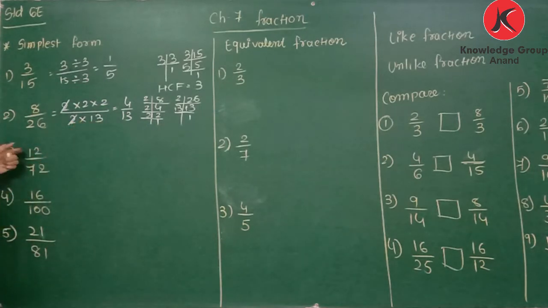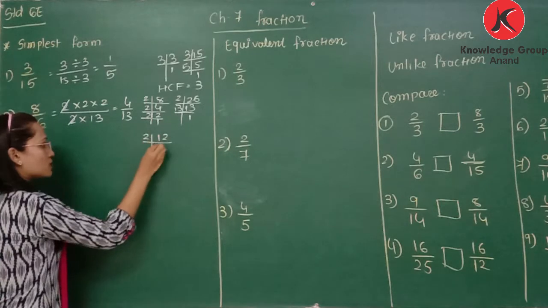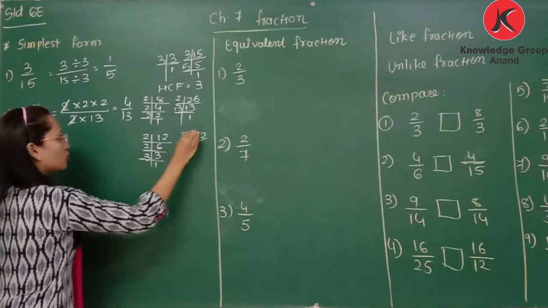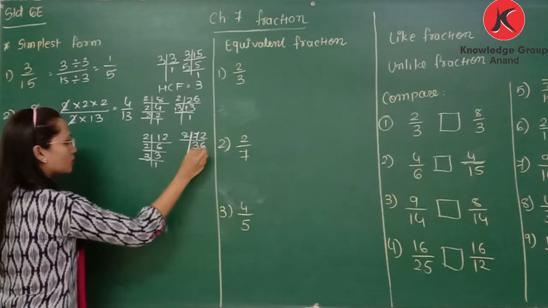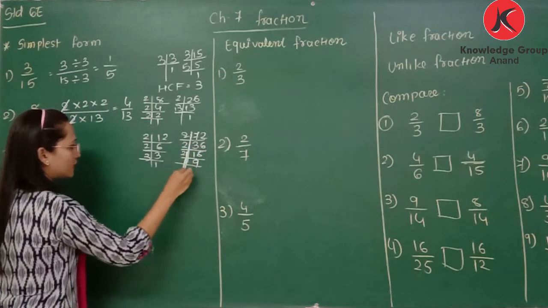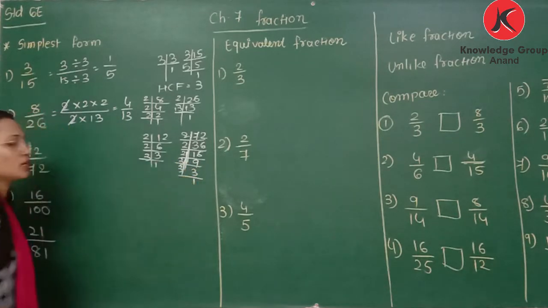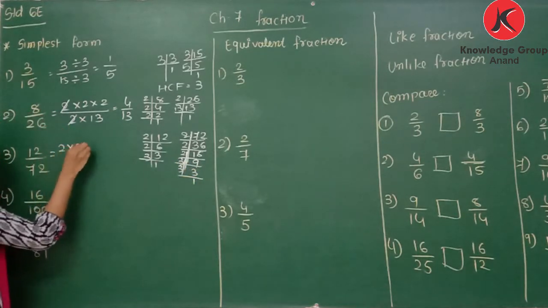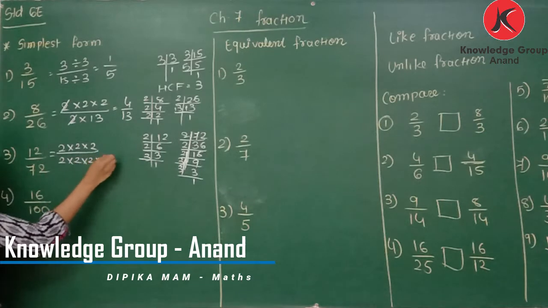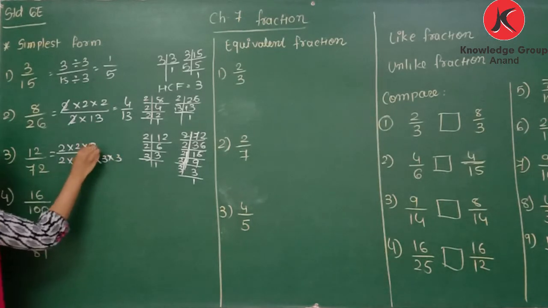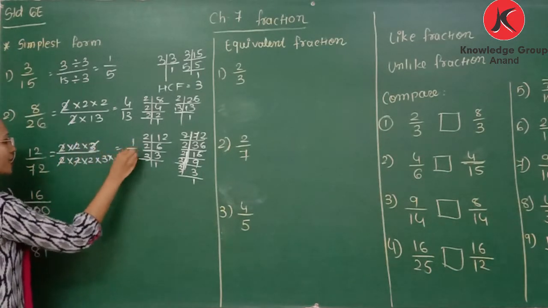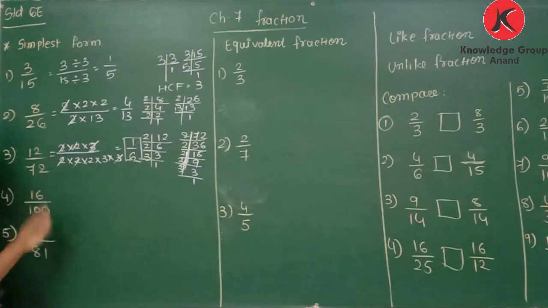Let's take the same method. Factorize 12. Factor of 12: 2 6s are 12, 2 3s are 6, 3 1s are 3. Now the factor of 72: 2 36s are 72, 2 18s are 36, 2 9s are 18, 3 3s are 9 and 3 1s are 3. Now write the factor of 12, that is 2 multiply 2 multiply 3, and the factor of 72 will be 2 multiply 2 multiply 2 multiply 3 multiply 3. Now cut the common factors 2, 2 and 3. So what is remaining? 1 by 6. So this is the simplest form of 12 by 72.